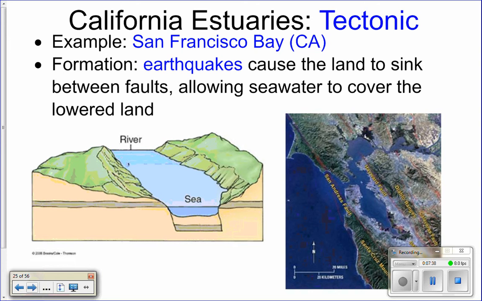The other type of California estuary is one that you might expect. It's a tectonic estuary, so formed by earthquakes.